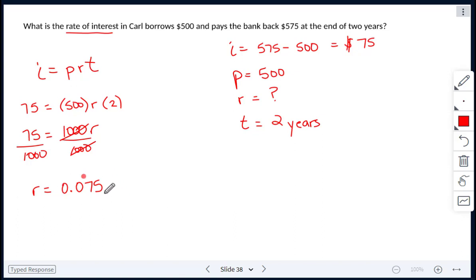0.075. Multiply that by 100 to put it into percent, and our rate of interest is 7.5%. So we would end with our final sentence. The rate of interest would be 7.5%.